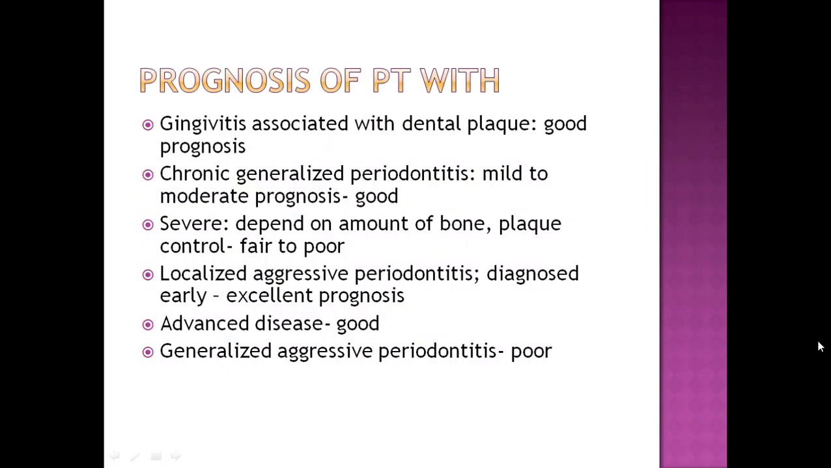Now, prognosis of a patient with gingivitis associated with dental plaque, good prognosis. Chronic generalized periodontitis, mild to moderate, prognosis good. And in severe, depending upon the amount of bone loss or plaque control, fair to poor. Localized aggressive periodontitis, if diagnosed early and adequate treatment is done, excellent prognosis. In advanced localized aggressive periodontitis, but still if treatment can be performed, then good prognosis. And generalized aggressive periodontitis, poor prognosis.